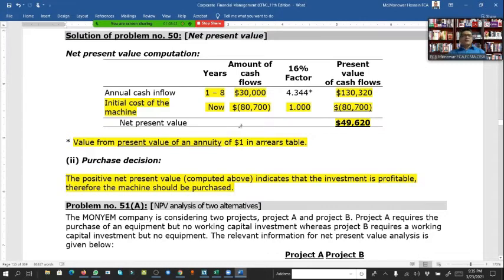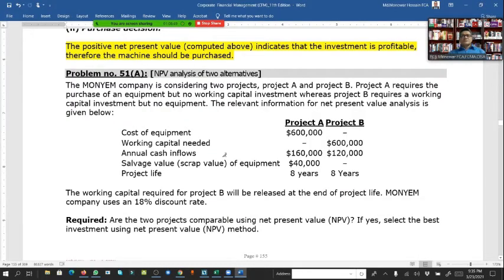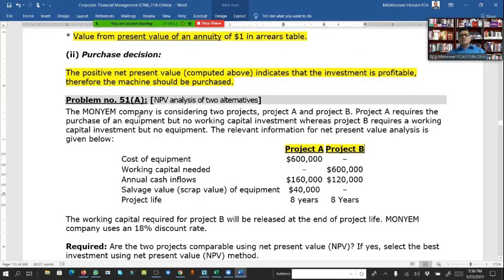That is the very simple, single-project case. Sometimes there are alternatives, that means project A and B. A company considers two projects, project A and project B. Project A requires the purchase of equipment, not working capital. Project A requires a cost of equipment.